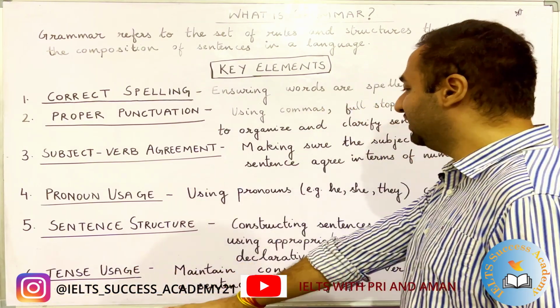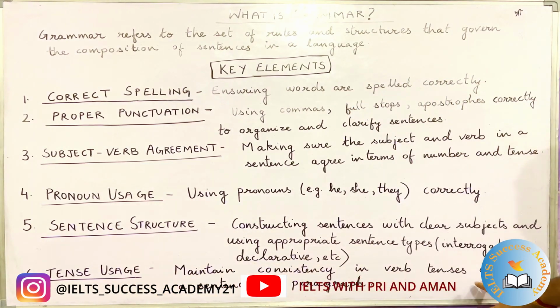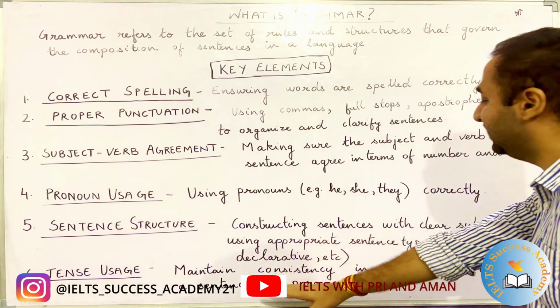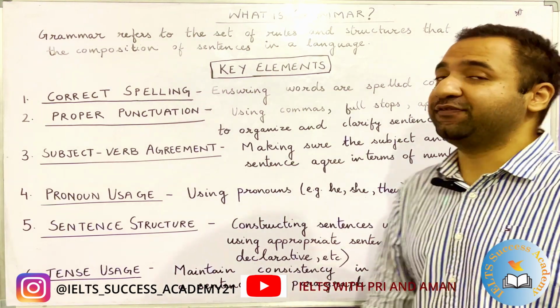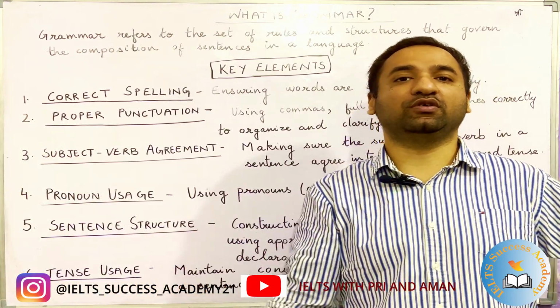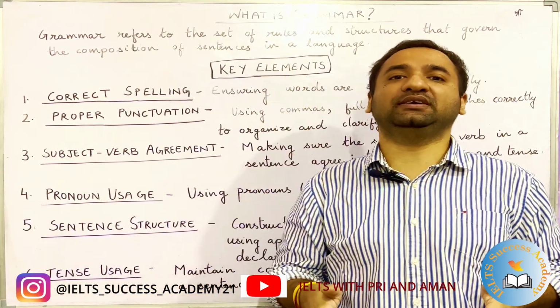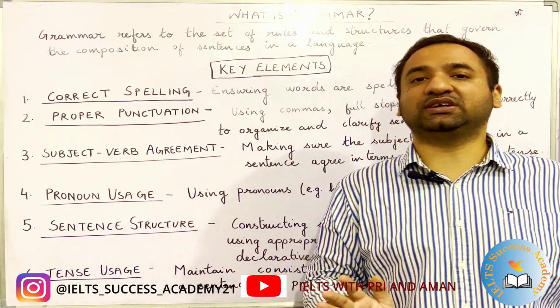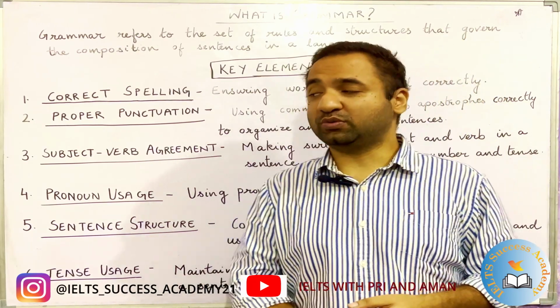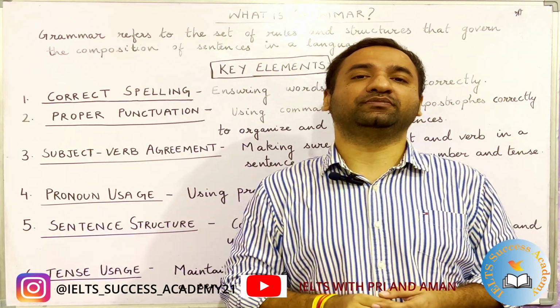The sixth one is tense usage. Maintain consistency in verb tenses within a sentence or paragraph. If you are using past tense in a paragraph, use past tense. If you are using present tense, make sure that there is an alignment in tenses. Don't just switch the tenses. Because what happens is that you're not following the proper rules of the grammar.